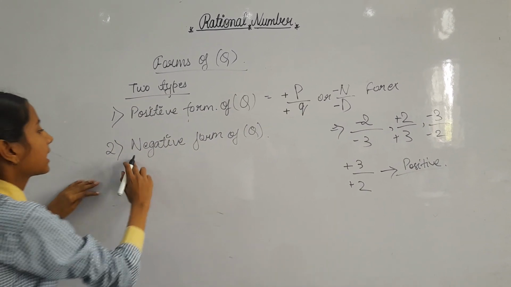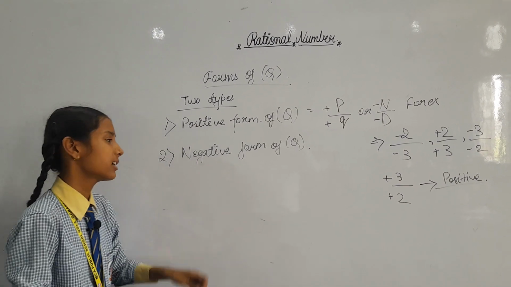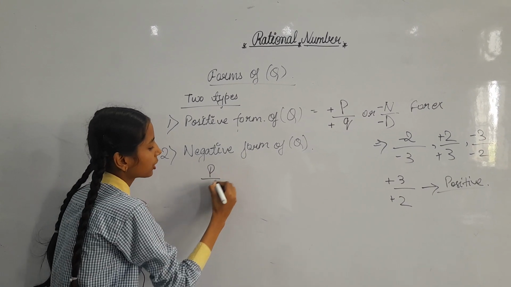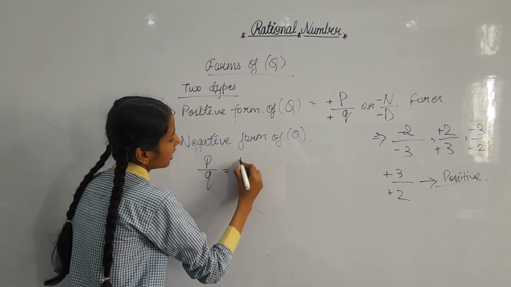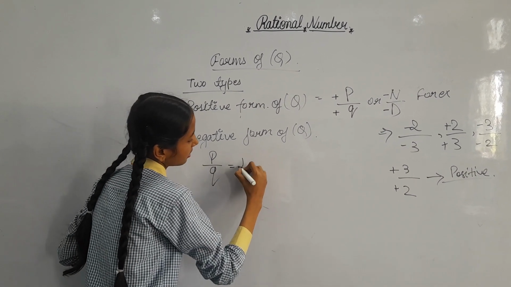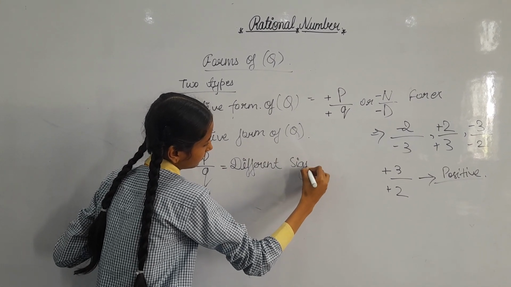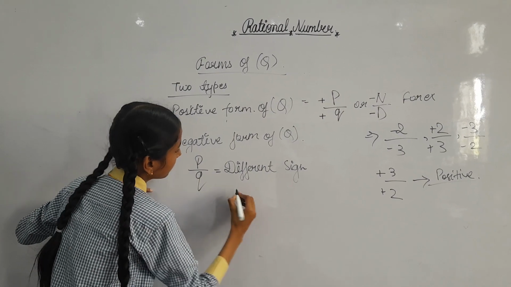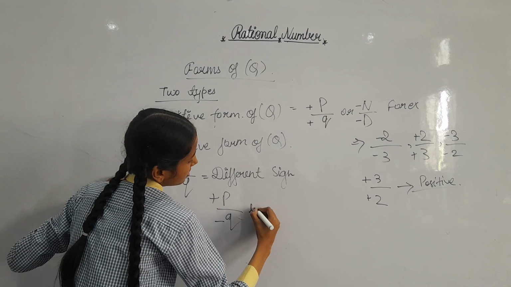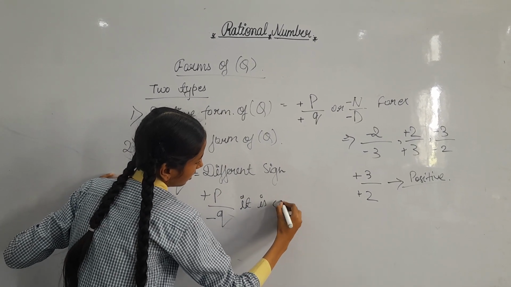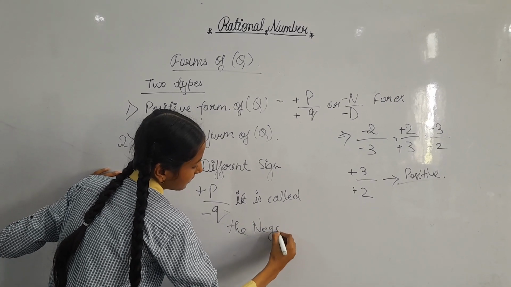The second is the negative form of rational number. What is the negative form of rational number? The negative form of rational number says that any number expressed in the form of p by q, where p and q have different signs, means that if p has the plus sign and q has the minus sign, it is called the negative form of rational number.